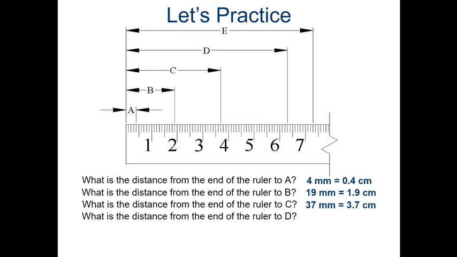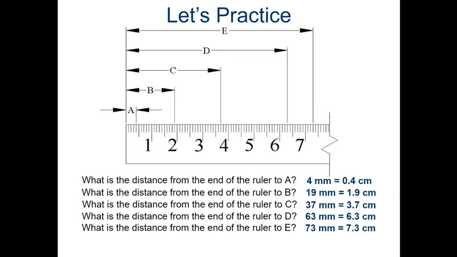You're getting the hang of this by now, right? So D is 6 plus 3, so 63 millimeters or 6.3 centimeters. And then the last one is E, and so we know that it's 7, and then we can see that it's on 3, again, the small dashed line. So it's going to be 73 millimeters or 7.3 centimeters.